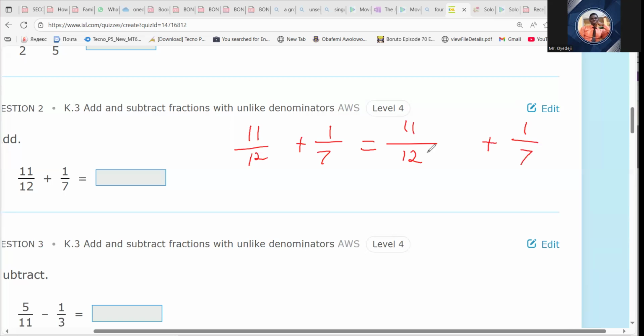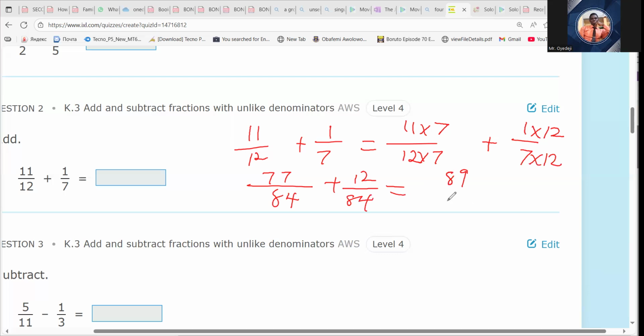The only number there is 12 and 7 on this side. So we have 7 on this side and 12 on this side, times 12, times 7. So we have 77 over 84 (7 times 12 is 84), plus 12 over 84, which equals 2 plus 7 is 9, 7 plus 1 is 8, so 89 over 84.